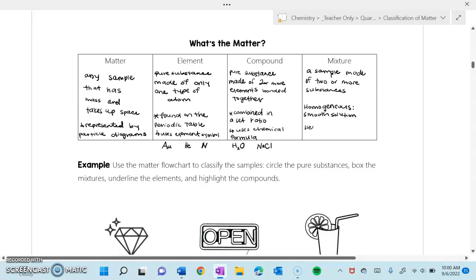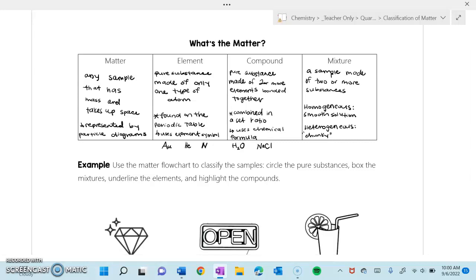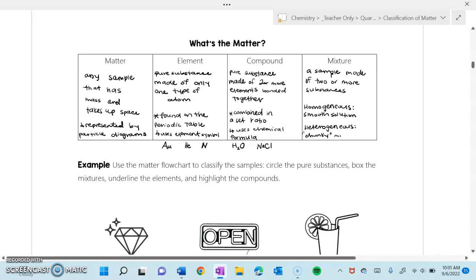Heterogeneous mixtures, on the other hand, are more like a chunky mixture, if you will. They have different states of matter, easily picked apart. I think of trash or even cereal. You can pick apart the pieces, you see them clearly. Salad. Those are the mixtures that you would think of off the top of your head. Those are called heterogeneous mixtures. Okay, so there's our different types of mixtures.